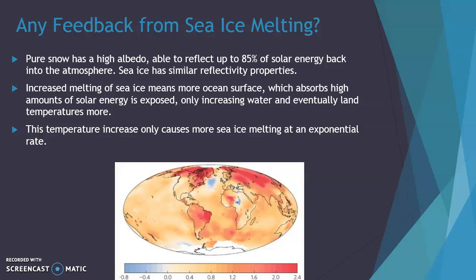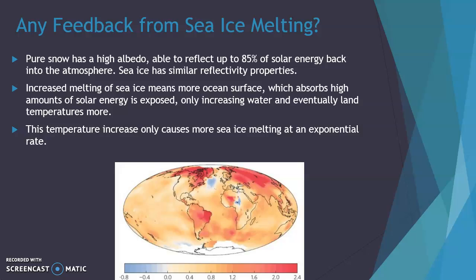Is there feedback from sea ice melting? The answer is yes. We learned from our reading this week that albedo is the amount of solar energy reflected by features of the Earth's surface back into the atmosphere. Pure, clean snow has an albedo of approximately 85%, a really high number, and sea ice has a similar amount. Therefore, when more sea ice melts, it is exposing more of the ocean, which has considerably less albedo and in turn absorbs a lot more solar energy.